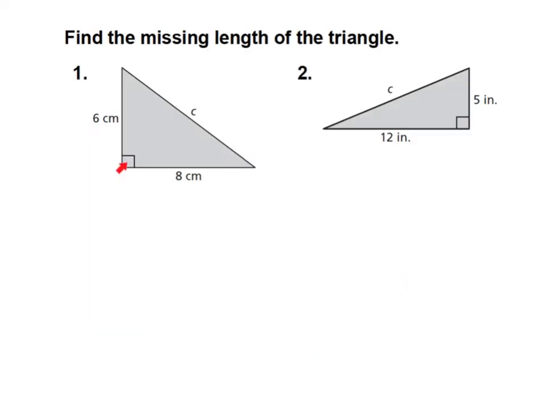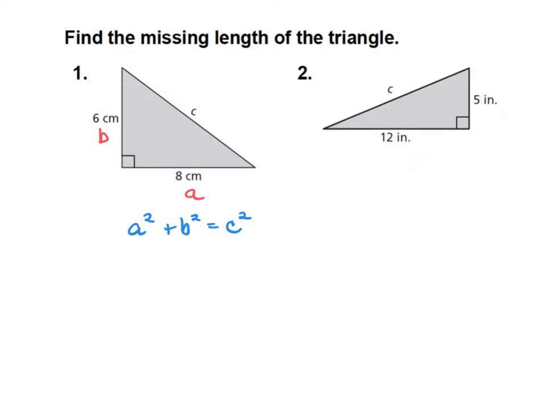Here we are given a right triangle, and we are trying to find the length of the hypotenuse, c. We are given the two legs, 6 centimeters and 8 centimeters. We can label them as A and B. Remember, someone else could possibly call this side B and this side A. It does not matter. Our formula states that A squared plus B squared equals C squared.